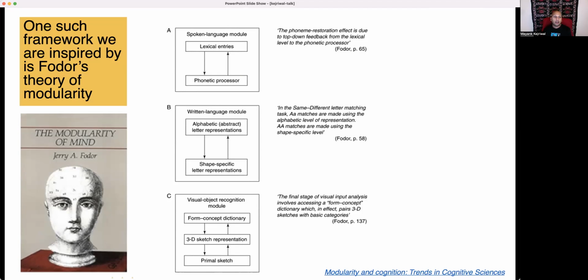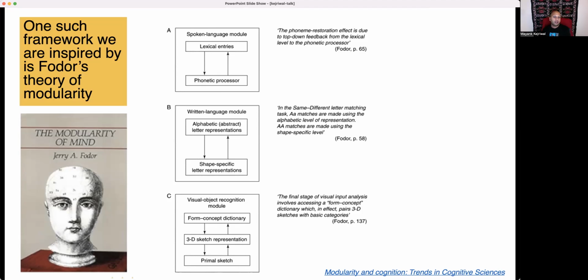And one framework that we are inspired by, my students and I, is Fodor's theory of modularity. This is quite an old theory in a way. It came up in the early 1980s with Fodor's seminal book, but it continues to be influential. And the key idea, for those who are not too familiar with it, is exactly what it sounds like, that our cognition can be thought of as these informationally encapsulated modules.